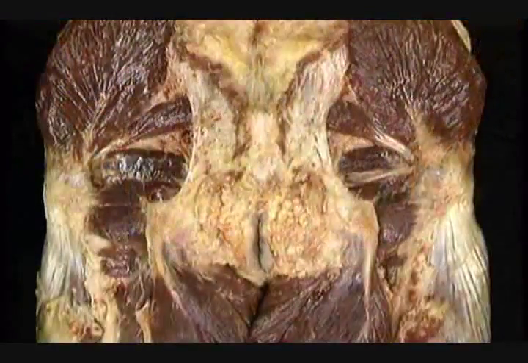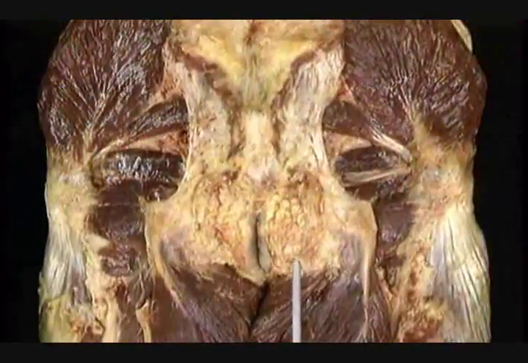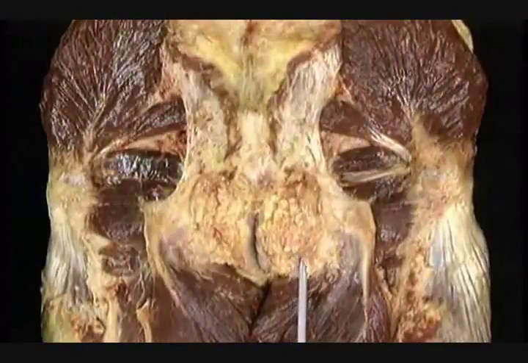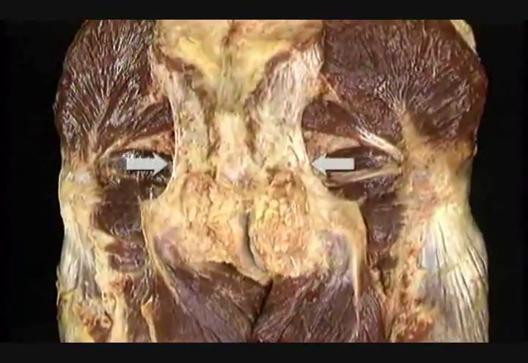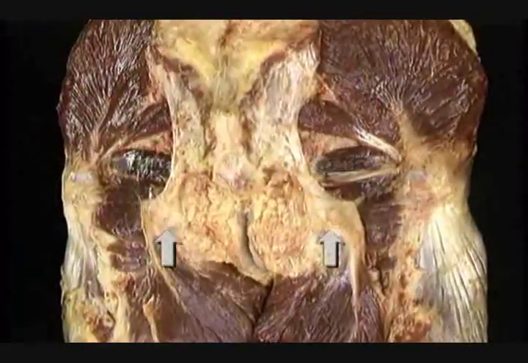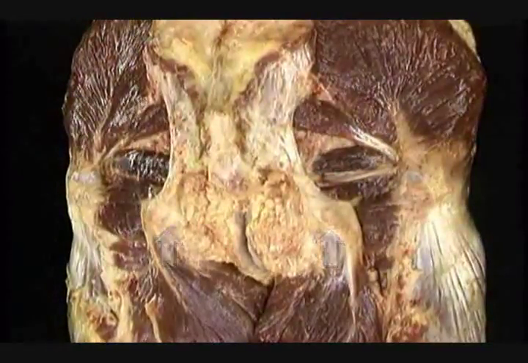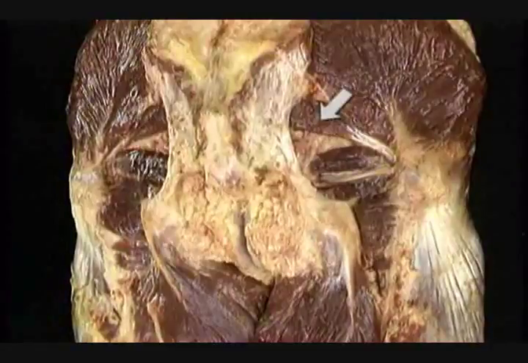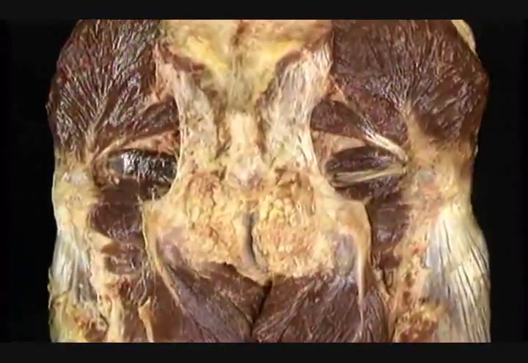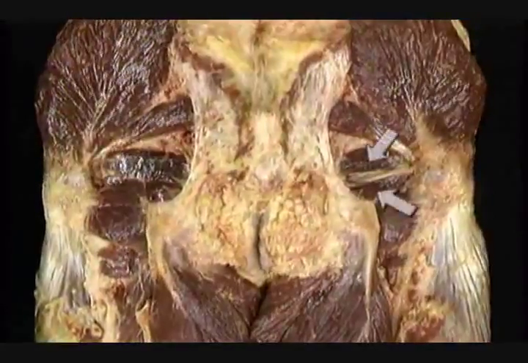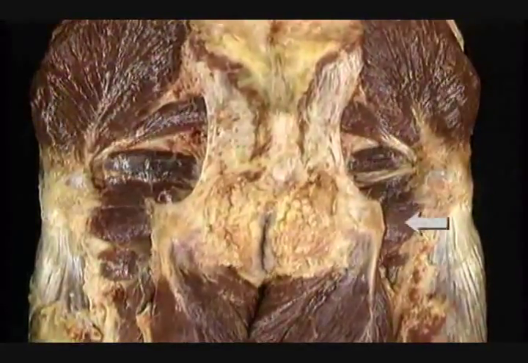In the living body, the ischiorectal fossa is filled with fat, which is traversed by nerves and vessels, as we'll see. Here are the sacrotuberous ligaments. Here are the ischial tuberosities. Here are piriformis and obturator internus, going to their insertions on the femur, along with the gemelli and quadratus femoris.